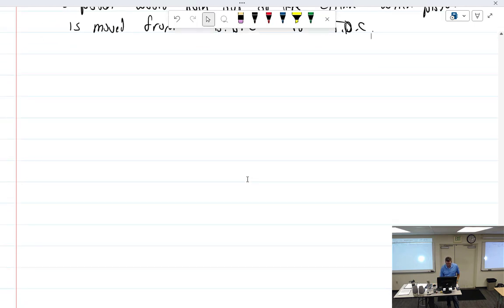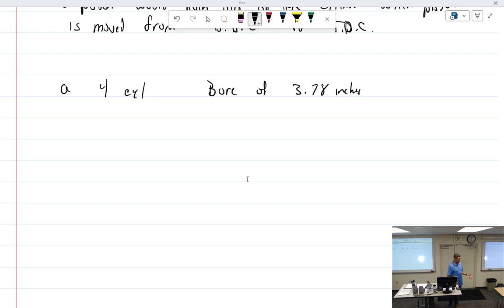It says a four-cylinder aircraft engine has a cylinder bore of 3.78 inches. And what is bore synonymous with? What does bore mean? Diameter. Bore equals diameter. So we just have to remember that. Bore equals diameter. All right, back to this.